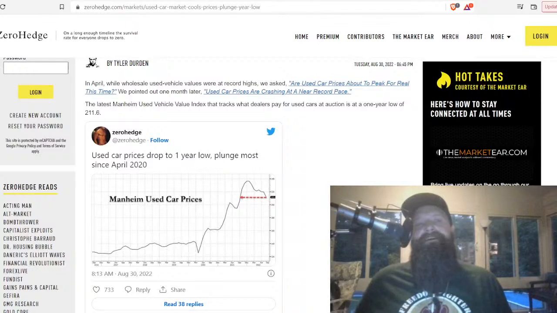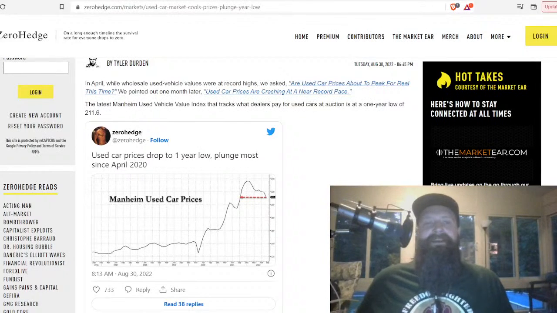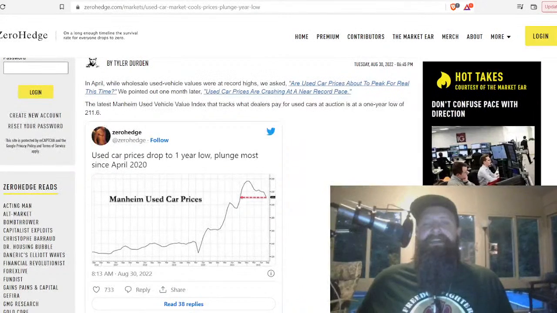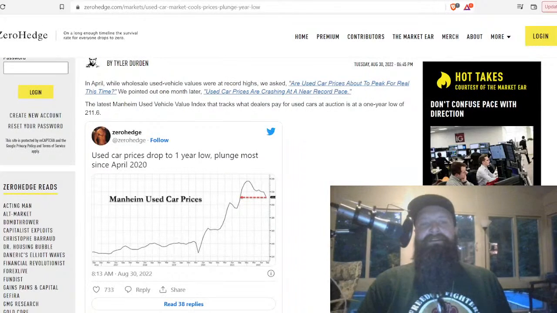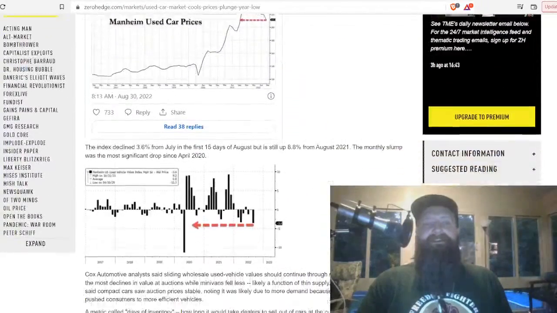In April, while wholesale used vehicle values were at record highs, we asked, are used car prices about to peak for real this time? We pointed out one month later, used car prices are crashing at a near record pace. The latest Manheim used vehicle value index, which tracks what dealers pay for used cars at auction, is at a one-year low of 211.6, which is, I don't know what that means.